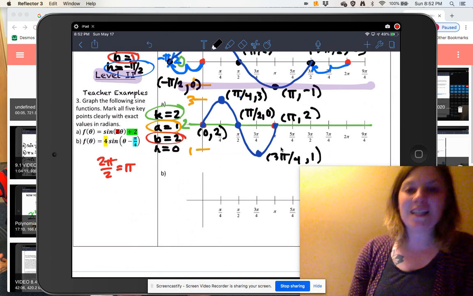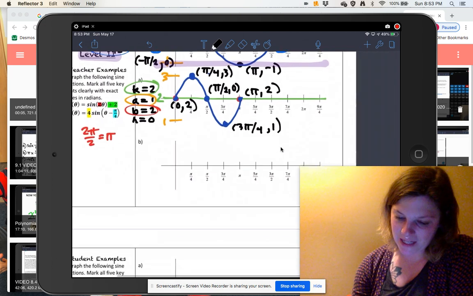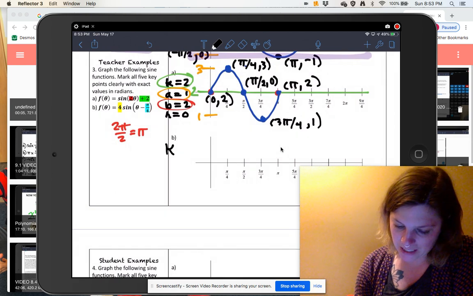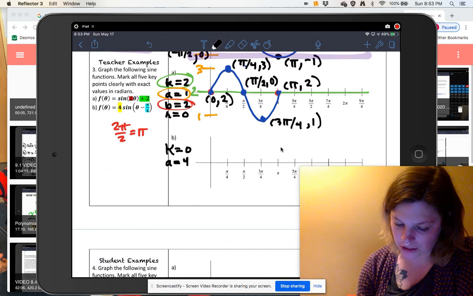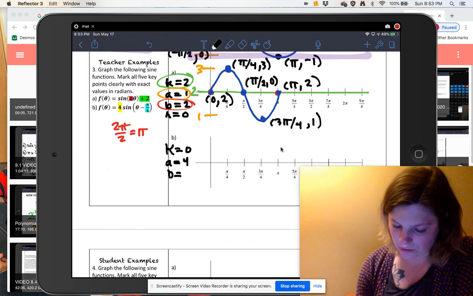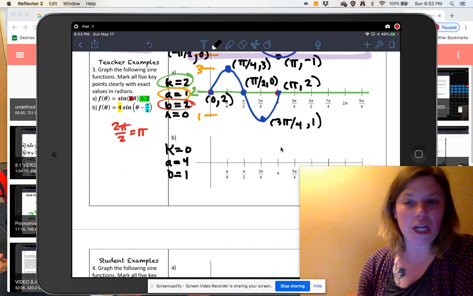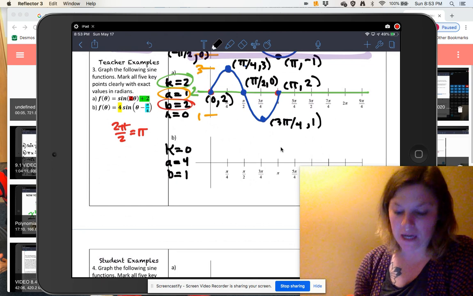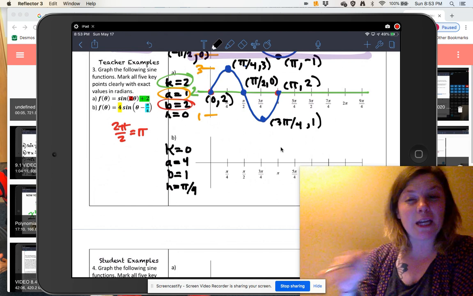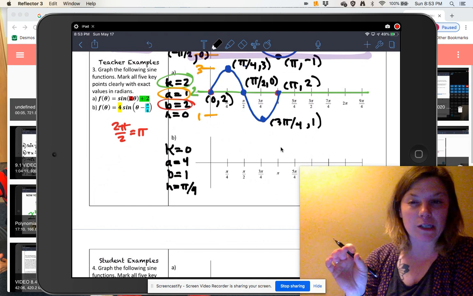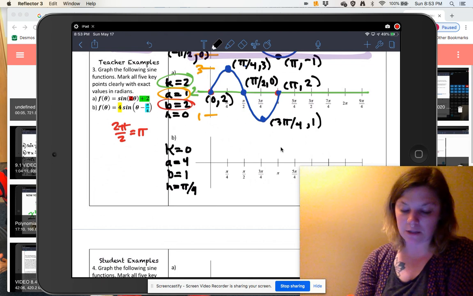Let's do another one. We have our strategy. k is equal to 0 in this one. We have a is equal to 4, so that's a change. b is equal to 1, no change in our period. We're still going to have a period of 2 pi. And then our h value is going to be pi over 4. Remember, it looks negative in the equation, but it's actually positive. It's the opposite of what you think.